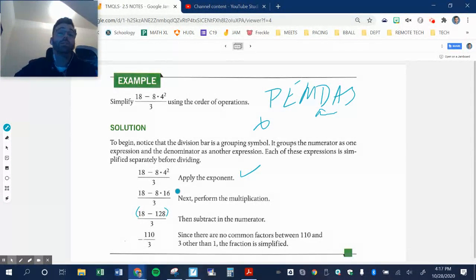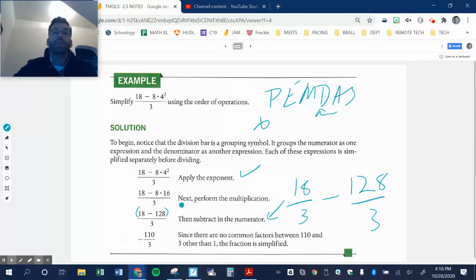Now, I realize that addition and subtraction comes after division. However, I guess I could do 18 divided by 3 minus 128 divided by 3. But that only happens when there's a single term in the denominator. If there's a double term in the denominator, I can't do this. I think it's easiest to simplify the numerator and simplify the denominator completely before actually dividing. Technically it does go against what PEMDAS says. However, that is the easiest way to do it.